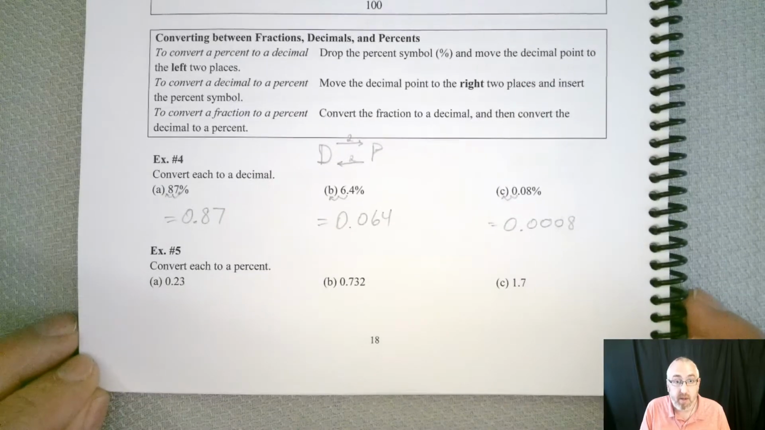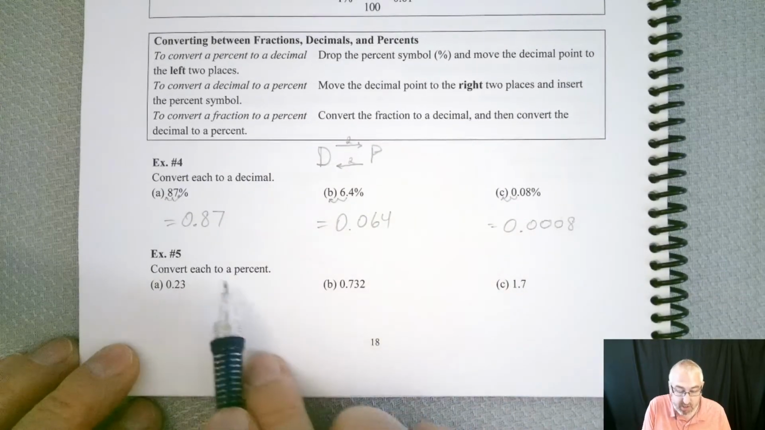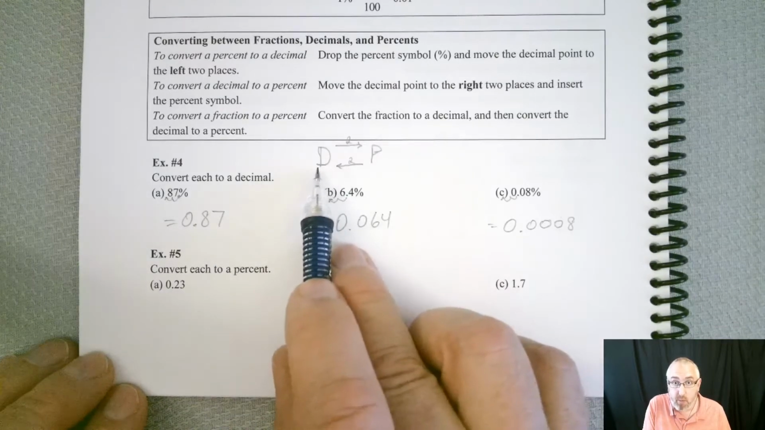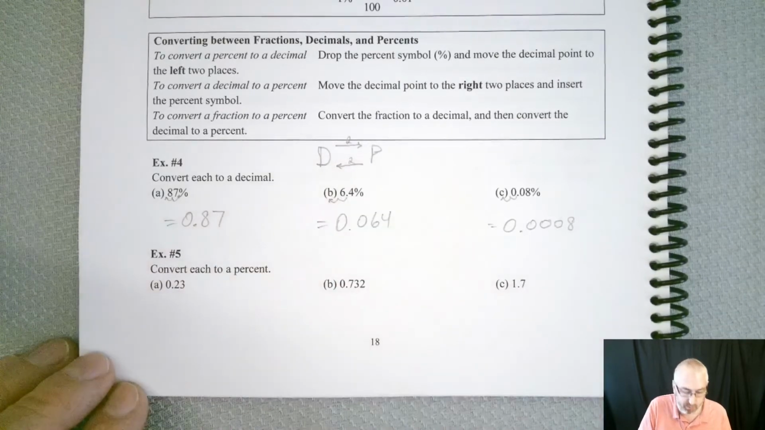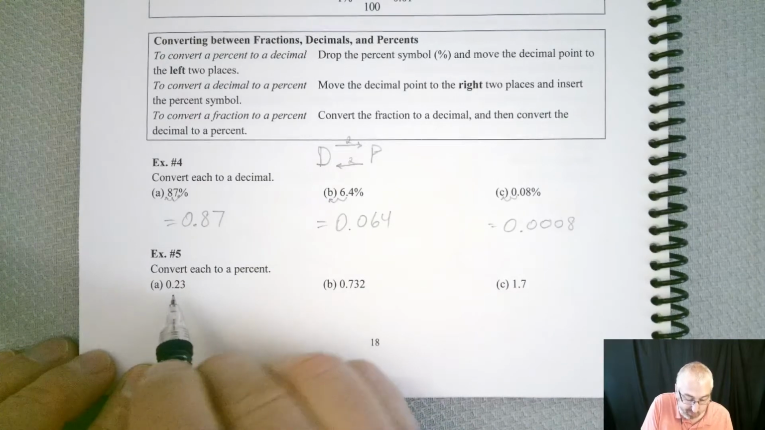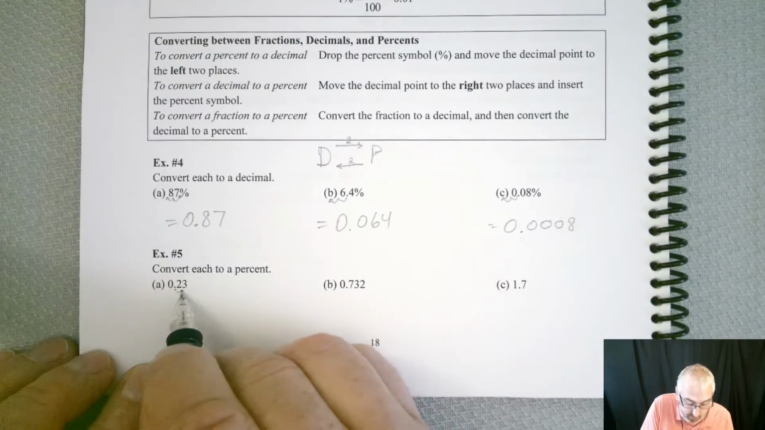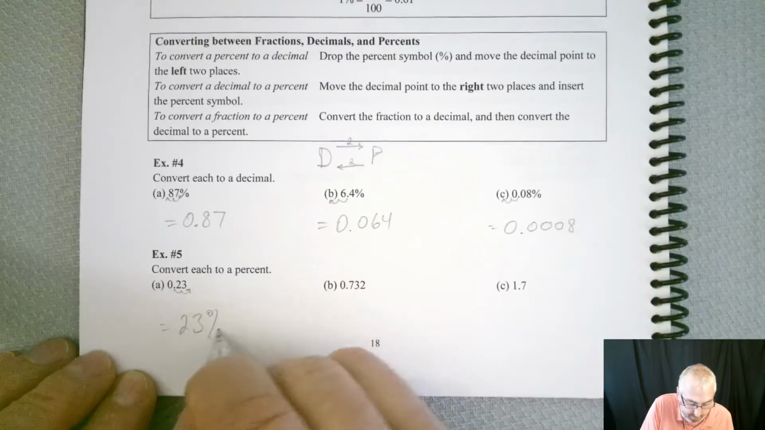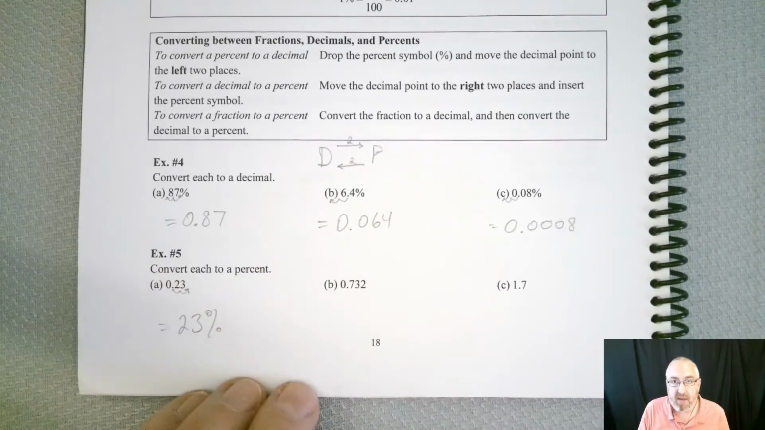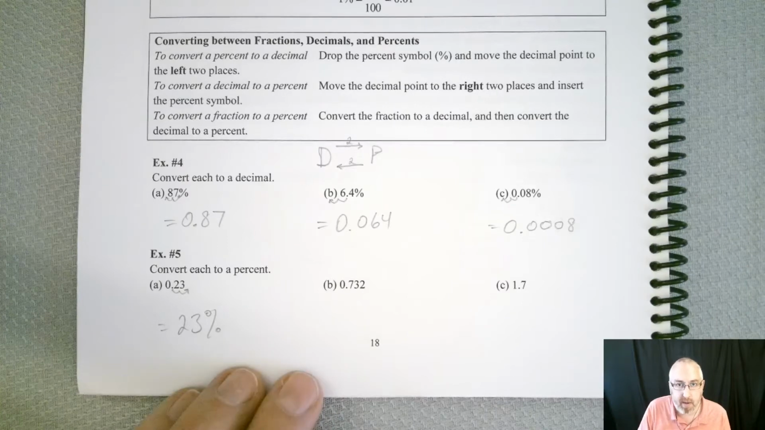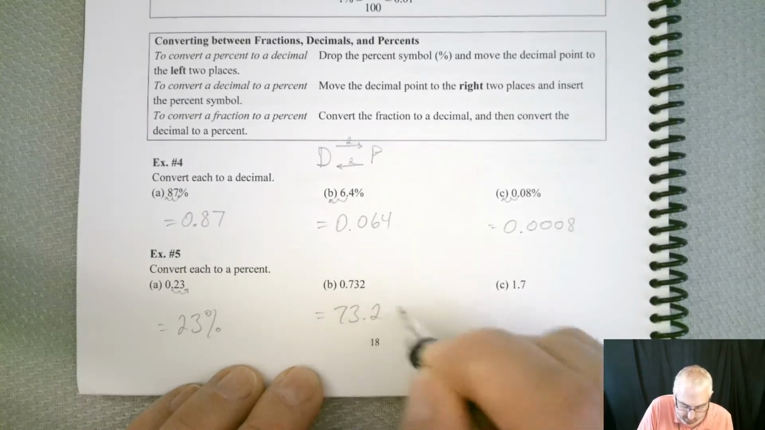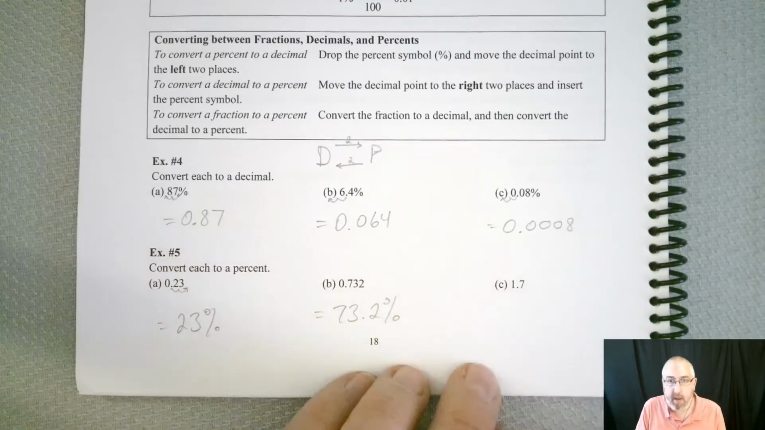Let's do some of the other direction. So now we want to change each to a percent. Now we're at a decimal, we want to go back to a percent, so it's going to go to the right. So this one, the decimal point is there. So this looks like it should be 23%. How about the next one? You can do that one right in your head, right? Sure you can. 73.2%. What about the last one?